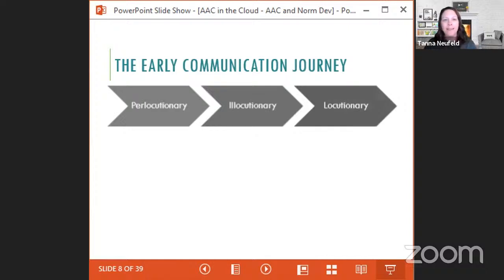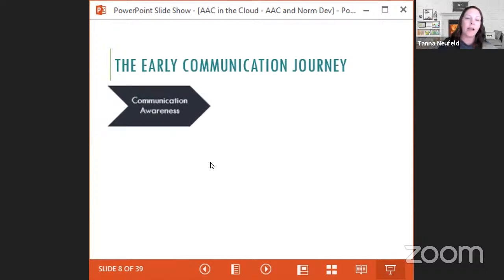These words should ring a bell if you've been in child development realms or language development coursework in the last 10 years. But these words are kind of confusing and muddy, and so I like to think about it in this way. And this is building on the work of Tracy Kovach in her AAC Profile assessment tool. And that is, perlocutionary is our kids who are in the communication awareness phase. And remember, we're talking about all kids here. We're talking about the early communication journey for babies and forward, not necessarily just complex communicators. So that perlocutionary is communication awareness.